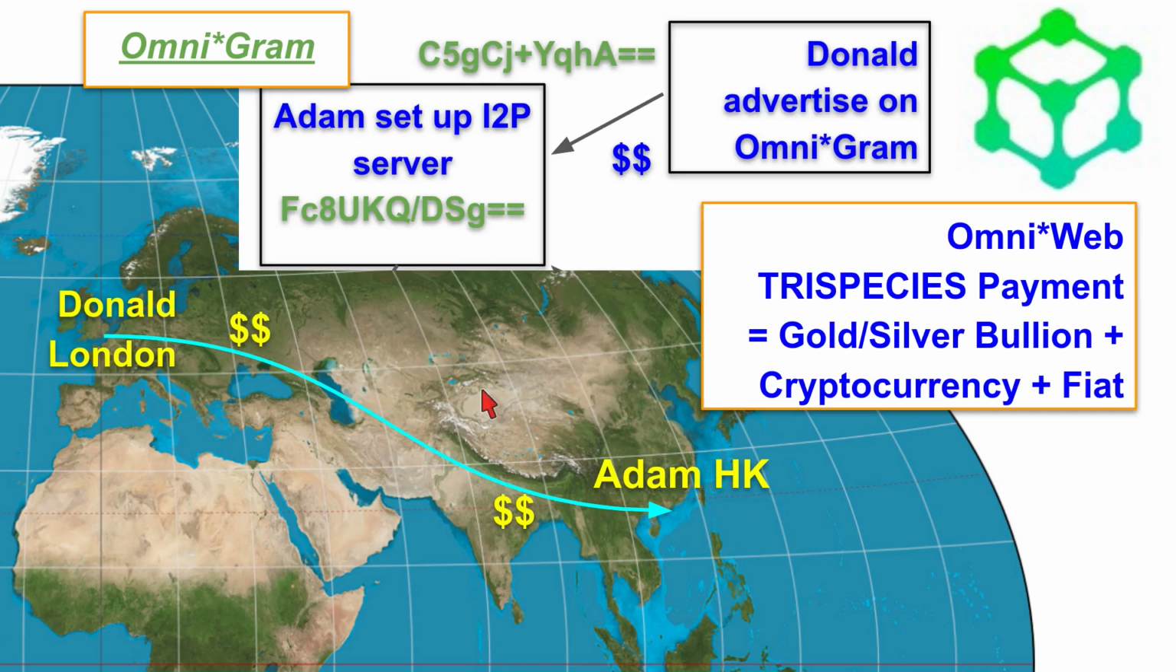In this presentation, we shall demonstrate how hyperhash graph can be used to make payments denominated in gold or silver bullion, between two parties physically located in separate continents. More specifically, we shall demonstrate how Donald in London, the advertiser in the OmniStargram example, shall make payments to Adam in Hong Kong, who set up an Omni Web Invisible Internet Project I2P server.